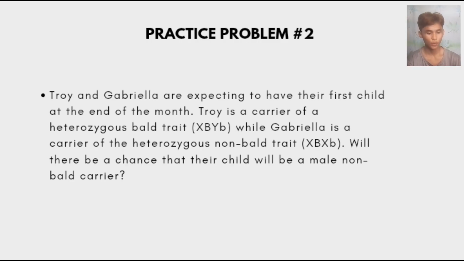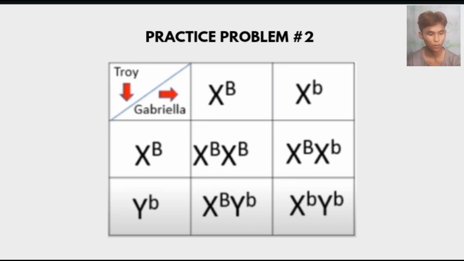So again, let's use a Punnett square for us to know kung anak ba sila o lalaki nga carrier sa non-bald trait. So as you can see here on your screen right now, itong Punnett square, and based on that one, we can really say there will be 25% nga magkaanak sila og lalaki nga carrier sa non-bald na trait.